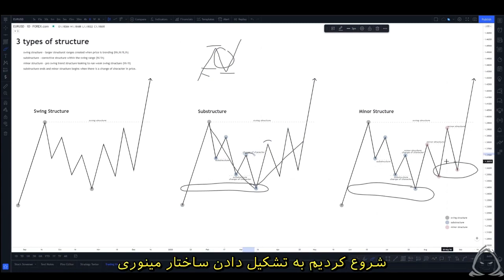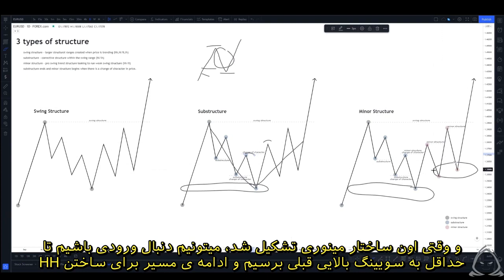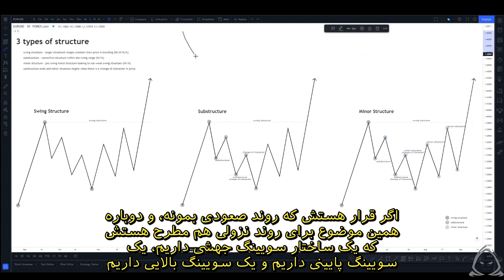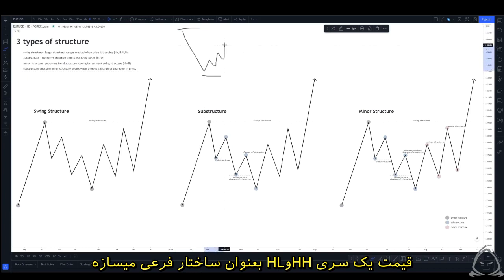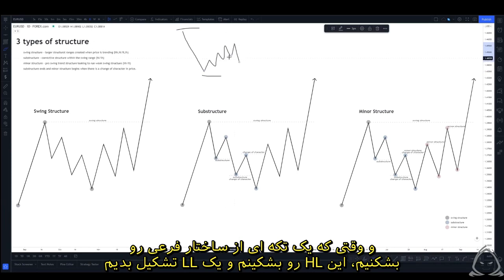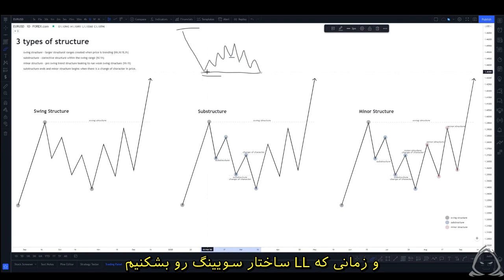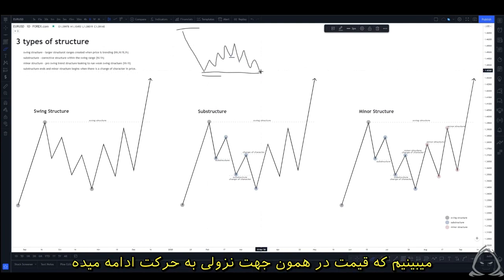We're starting to develop minor structure. And once we get that minor structure, we can start to look for entries to look at attacking at least the previous swing high and continuing to make a new higher high if the trend is to remain bullish. And the same would be said for a bearish trend where we have an impulsive swing structure. We have our swing low, we have our swing high. Price would be making a series of higher highs and higher lows as substructure. And then once we break a piece of substructure where we violated this higher low, we have now created a lower low. We're now starting to see minor structure playing out. And then once we break the lower low of the swing structure, we can see that price is continuing on in that overall bearish trend.